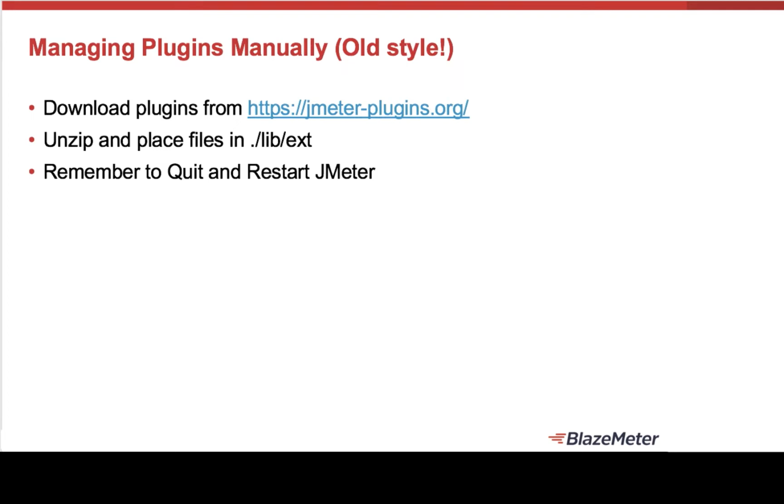The old way of installing the plugins was to manually download the JMeter plugins from this website, manually unzip them, and put them into your JMeter folder, lib/ext. And finally, you need to quit and restart JMeter. This is kind of a manual process.